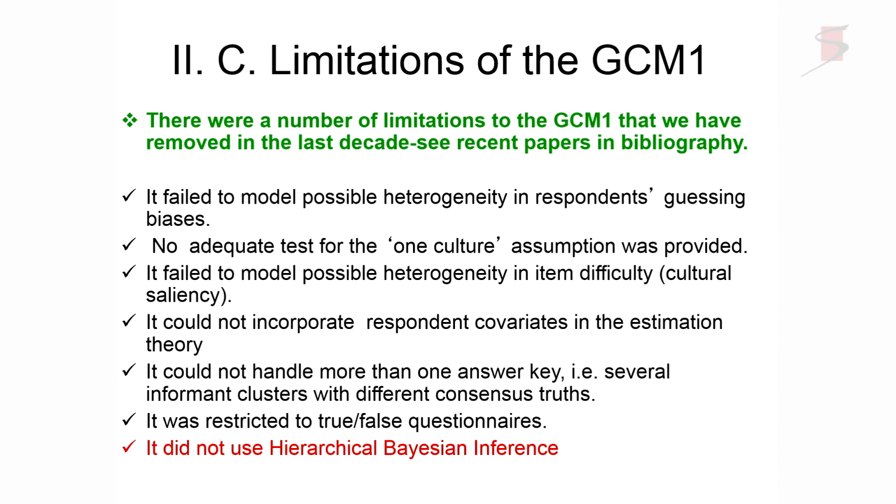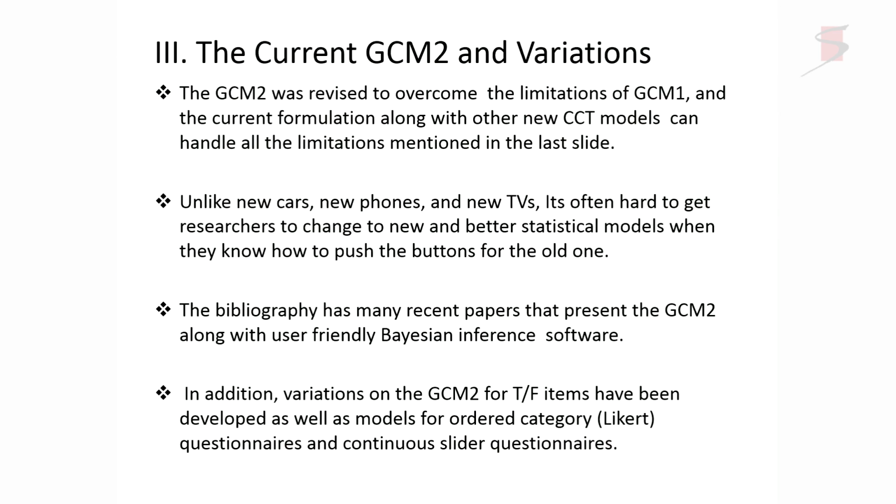And it couldn't handle more than one answer key. In other words, what if you actually have a mixture of people that have consensus? It was restricted to true-false questionnaires. Actually, you could do some multiple choice with it. And it didn't use hierarchical Bayesian estimation, which is a coda for most statistical work today. So let's see how we fixed it up.